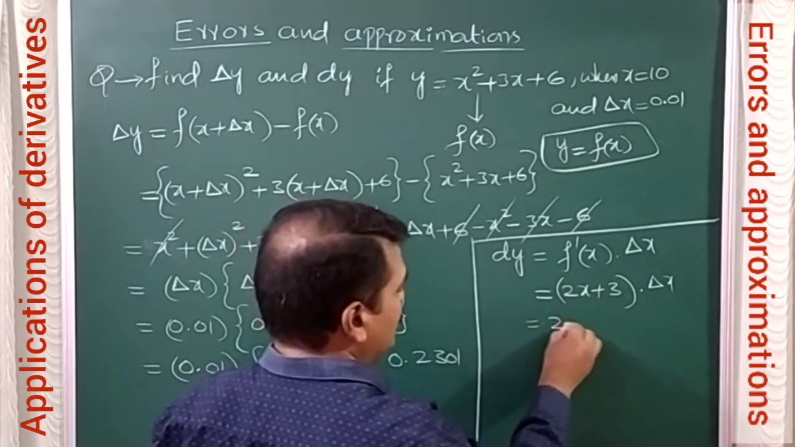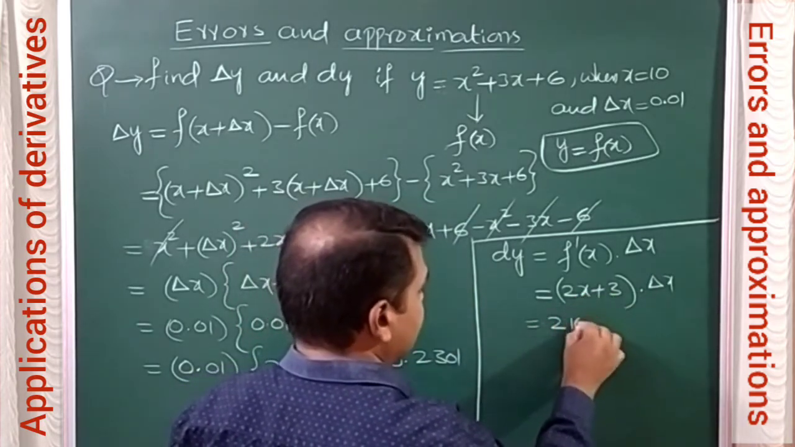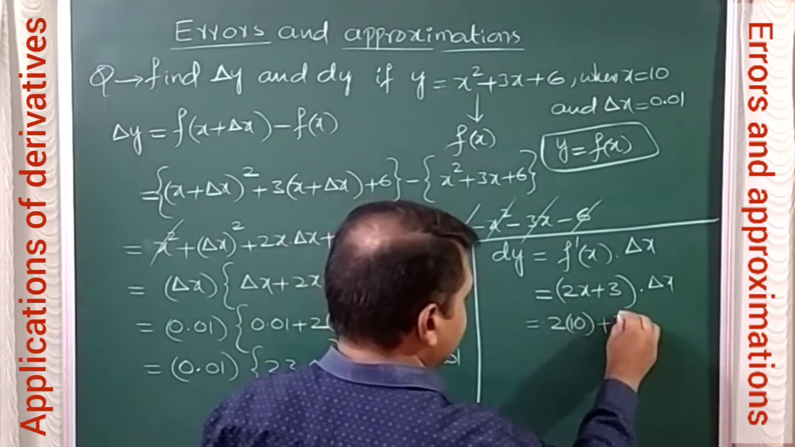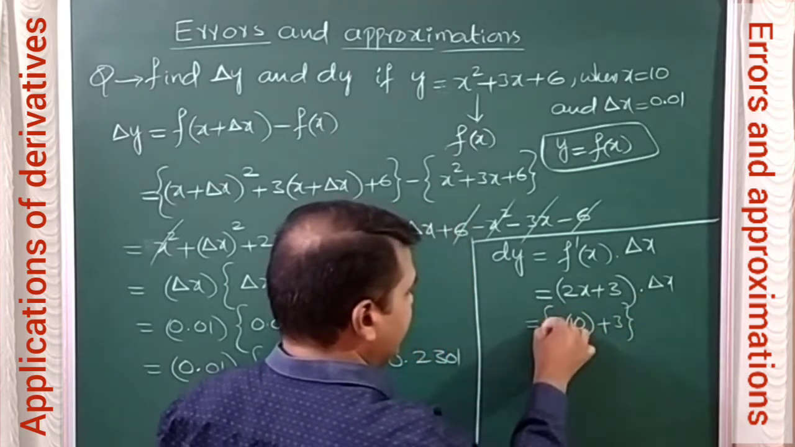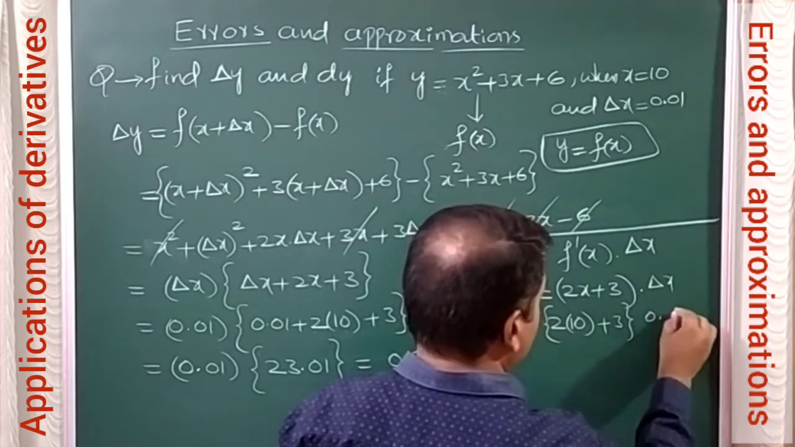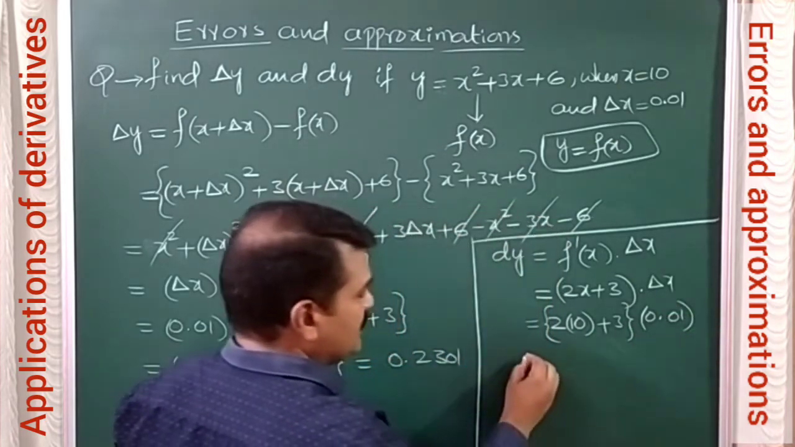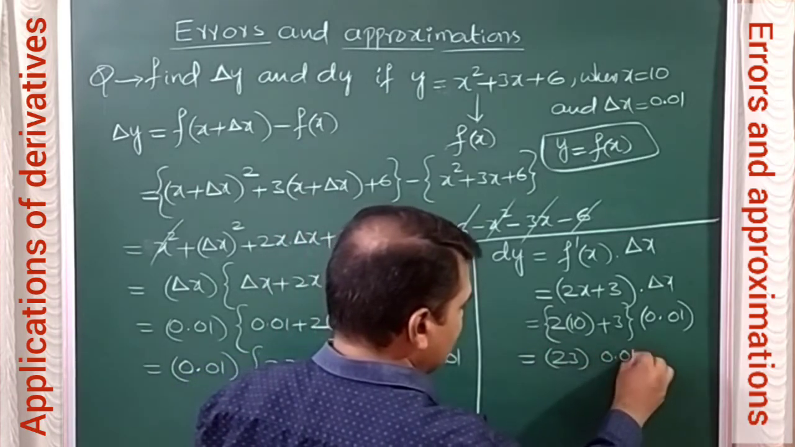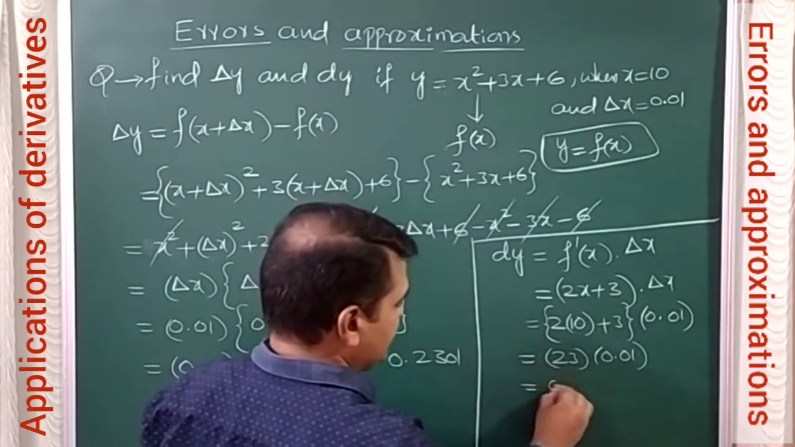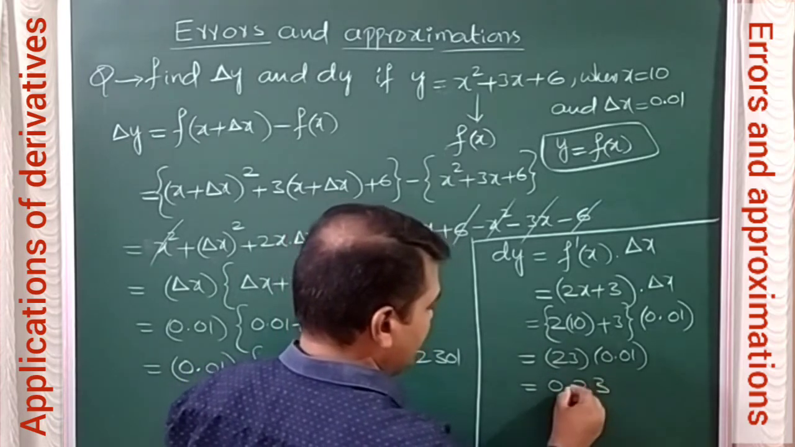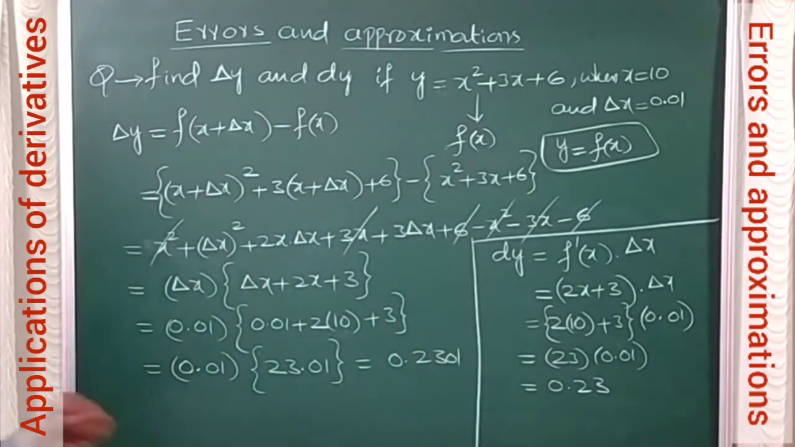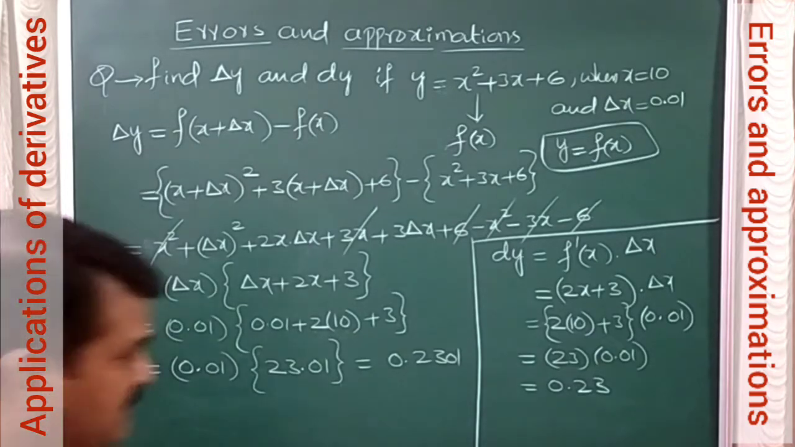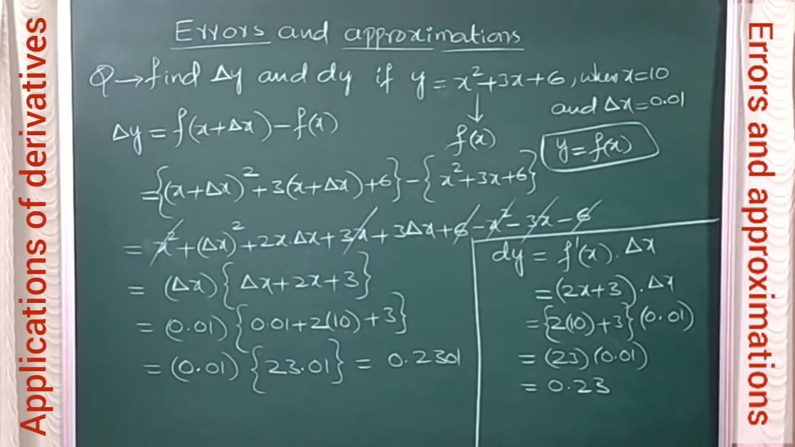Now substituting: 2 into x value, which is 10, plus 3, into delta x, which is 0.01. So therefore this is 23 into 0.01. So that is going to be 0.23. So that is the value of dy, and earlier we found delta y. Okay, so this completes the required question.